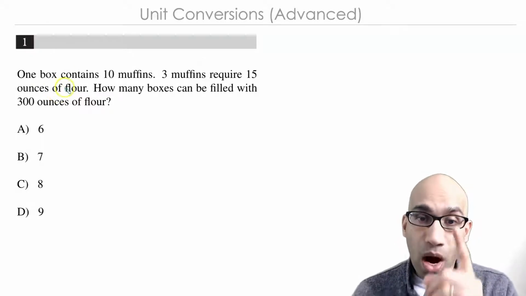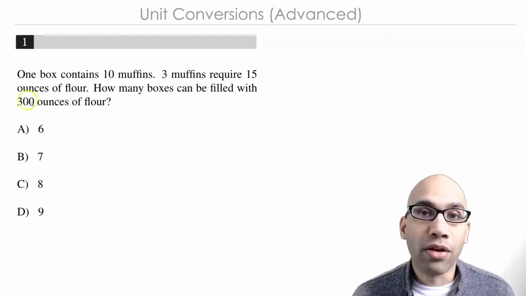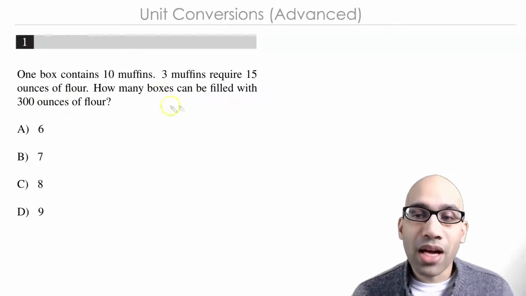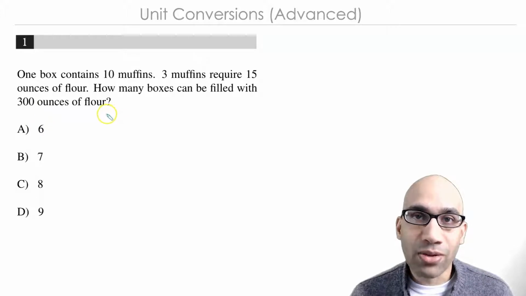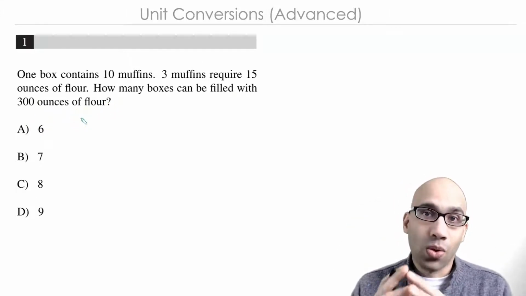You're given that one box contains 10 muffins and 3 muffins require 15 ounces of flour. So how many boxes can be filled with 300 ounces of flour? And that's already looking quite complicated. So what's the trick here?